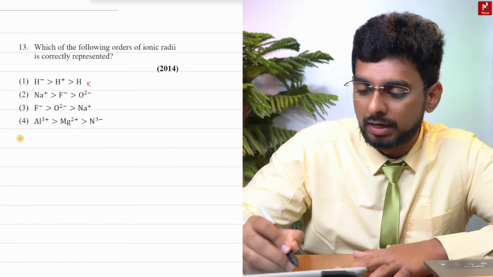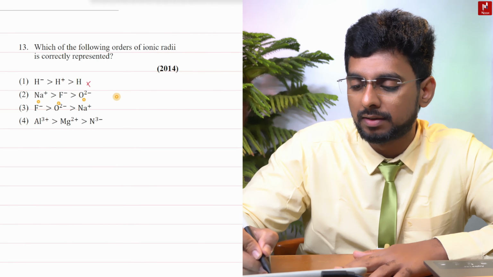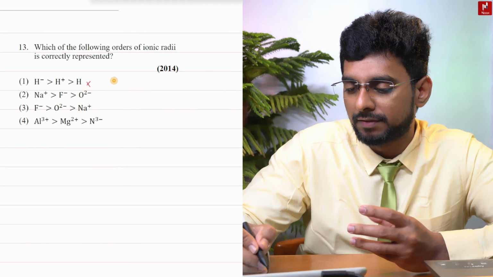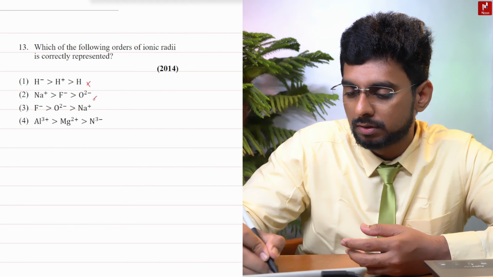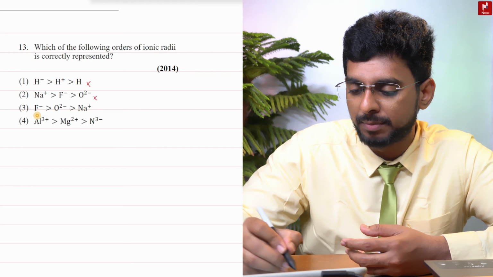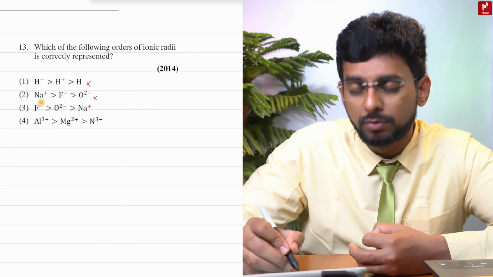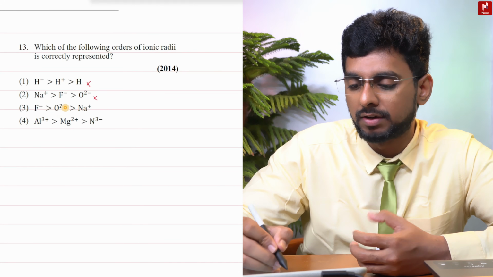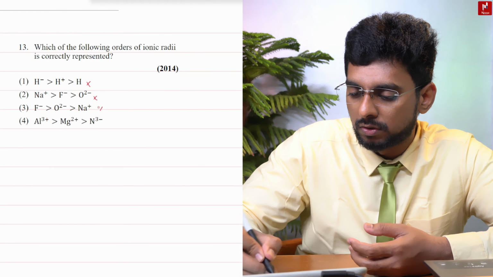Let me check the second option. Na plus, F minus, O2 minus. Yeah, it's completely other way around. So O2 minus should have had the greater ionic radii. So that one is also wrong. Then with the case of F minus, O2 minus, Na plus, O2 minus should be at the first, right? Because that should have had the greater ionic radius. So this one is also wrong.